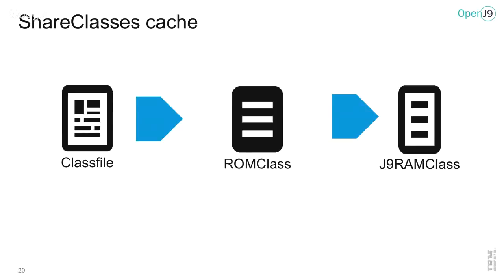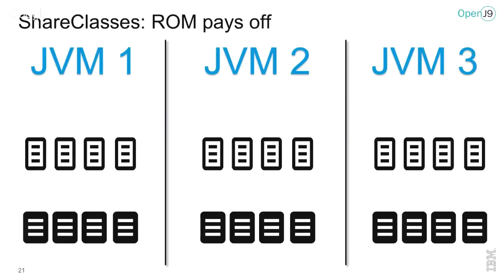Now, if we take multiple JVMs and we're running them on the same system, maybe we've taken our service and we're scaling it out horizontally. Maybe we've just decided we're going to run 3 versions of this, or maybe we're running 3 versions of our IDE on our desktop and we really want to be able to save memory.